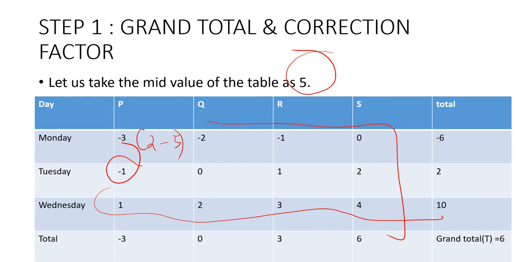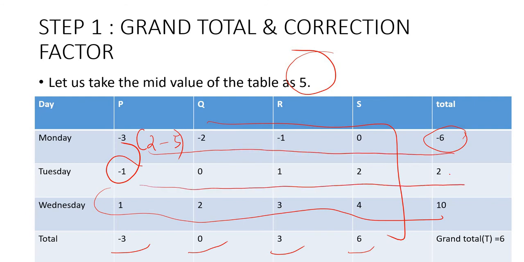Then you will calculate the total. This is minus 3, minus 1 and 1. Here you calculated the total. Here also you can calculate the total, and here also. In the row-wise also you can calculate the total. Minus 3, minus 2, minus 1. It is minus 6 when you calculate row-wise. Here it is 2, and here it is 10.